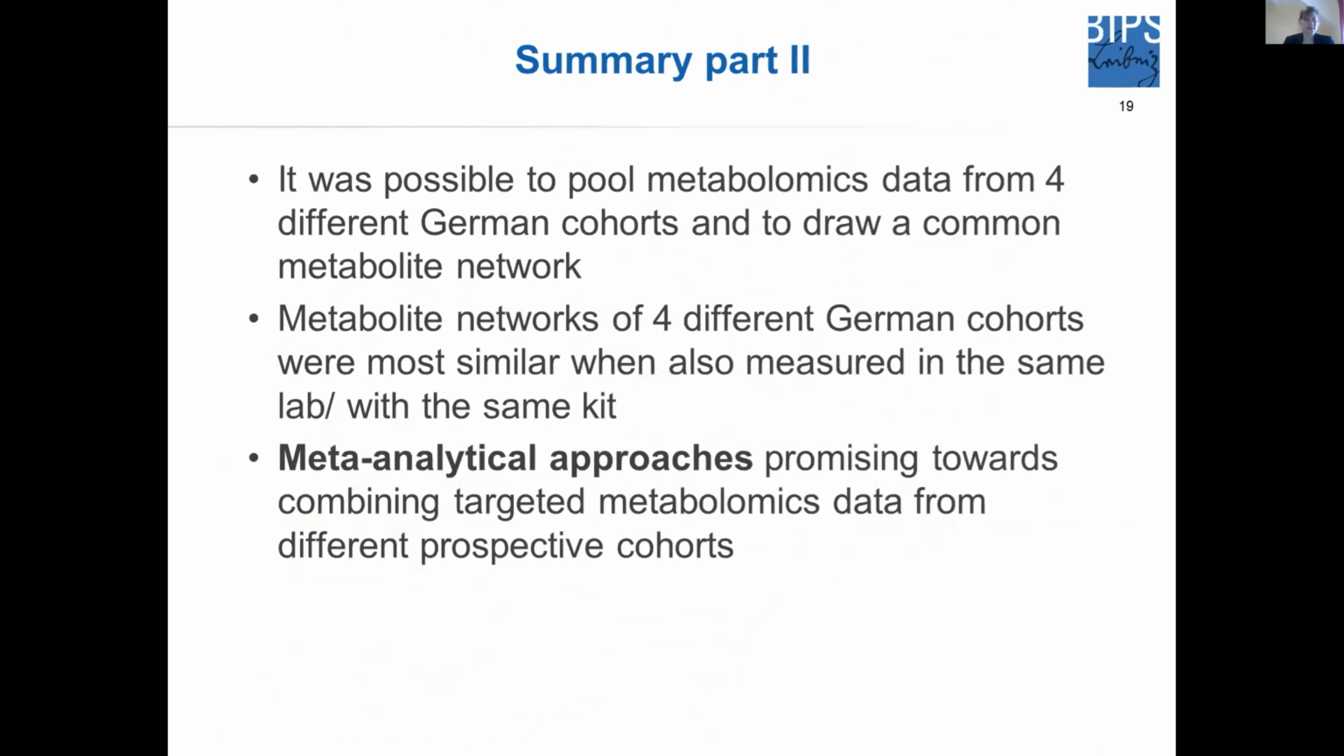So to summarize my second part, it was possible to pool metabolomics data from 4 different German cohorts and also to draw a common metabolite network. And the metabolite networks of the 4 different cohorts were most similar when measured in the same lab and also with the same kit. However, I think that meta-analytical approaches are quite promising towards combining this targeted metabolomics data from different prospective cohorts, and particularly when they are measured in different labs and with different kits.